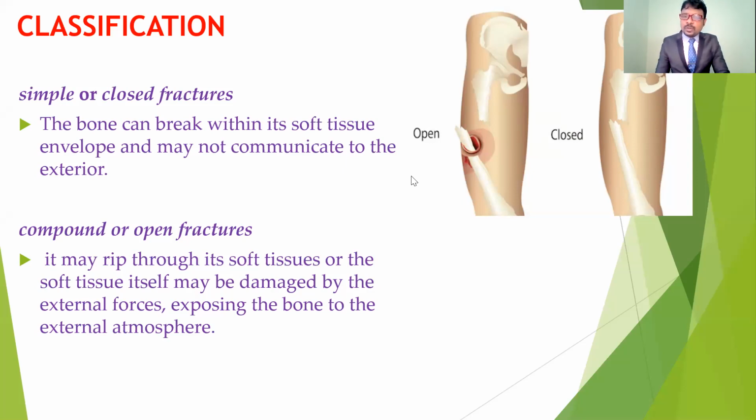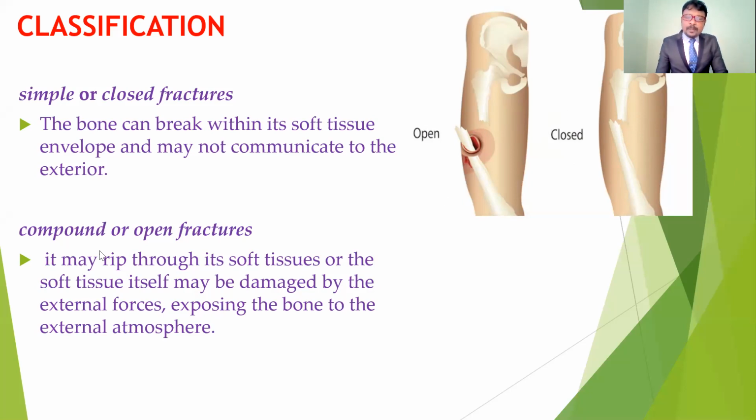When the bone is exposed to the outside, along with bleeding and swelling of the joint, it is associated with a compound fracture or open fracture. Open means it is exposed to the outside. Closed means it is not exposed to the outside. That is the difference between simple and compound fractures.